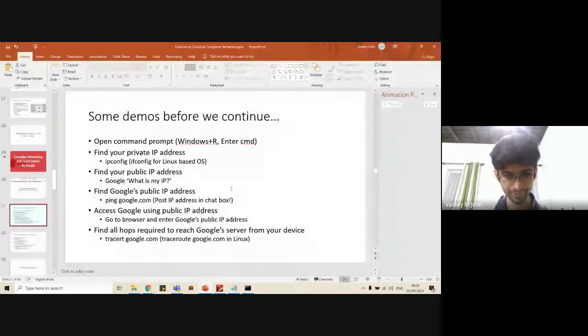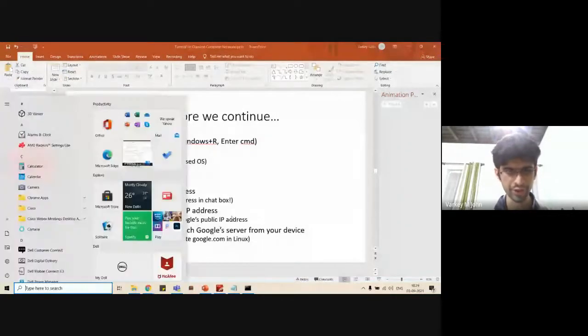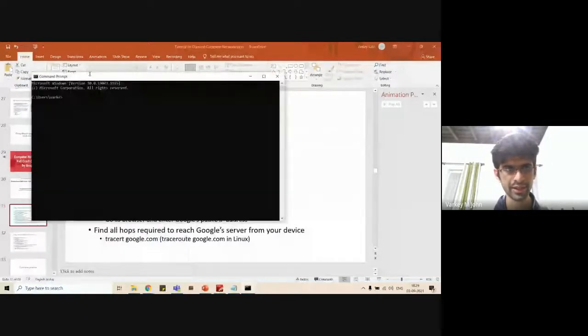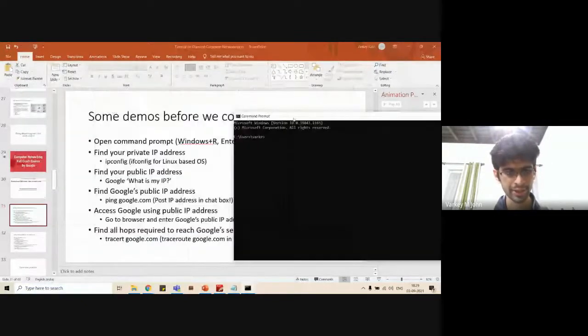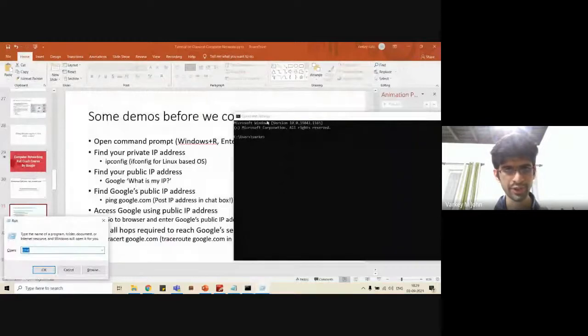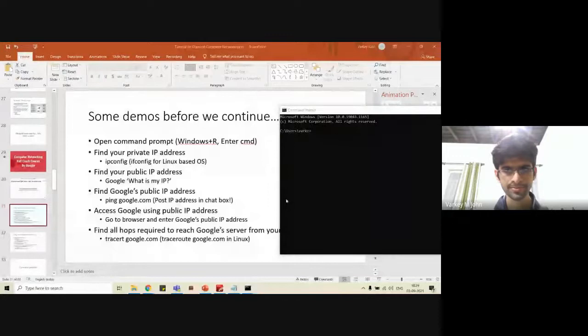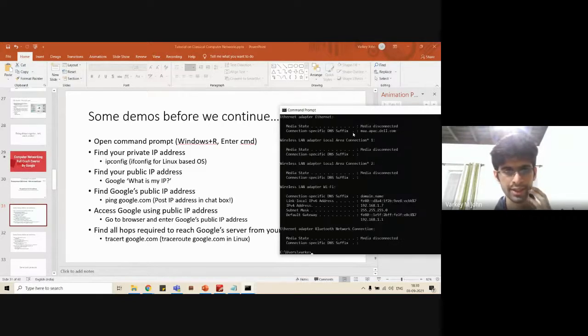What you need to do is go to command prompt. You can write CMD in the search button, or you can press Windows R and then type CMD. If you can do it along with me, it would be good. Once you're there, you can find your private IP address by writing ipconfig. If you're using Linux, you can use ifconfig.